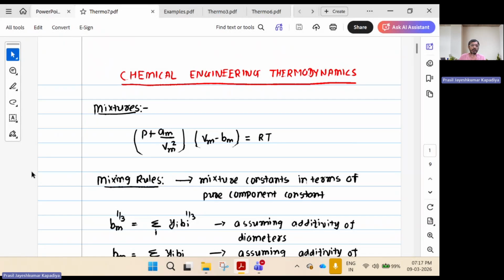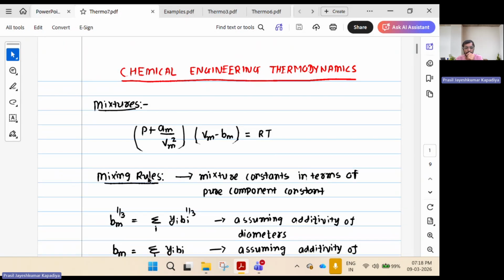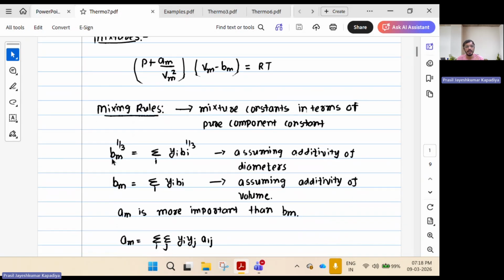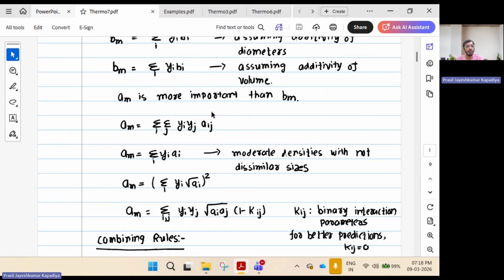Okay, so in today's class, what did we learn? We learned about mixtures. When we are dealing with mixtures and going with ideal gas, or using equations of state like the Van der Waals equation of state or some virial equation of state, how to find mixing rules and combining rules. Mixing rules are nothing but mixture constants in terms of pure component constants. There are two ways: assuming the additivity of diameters, and assuming the additivity of volume. Based on these we can find the size, and we know that interaction parameters are more important than sizes.